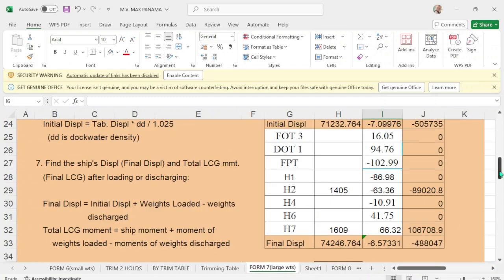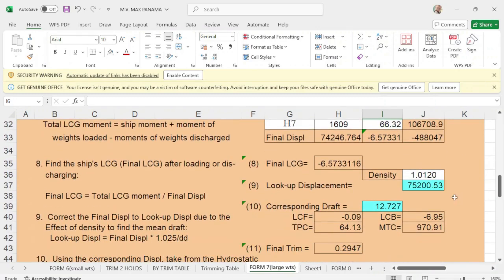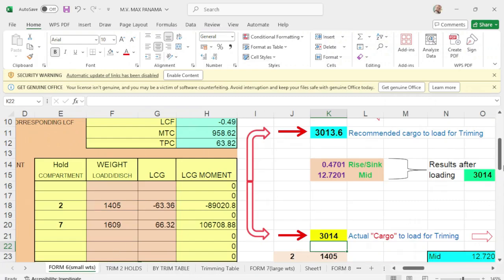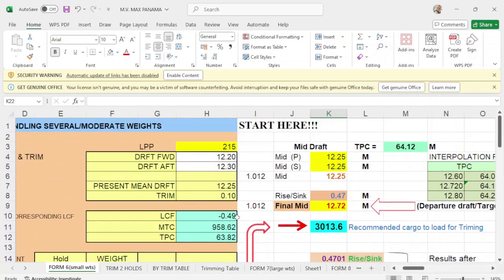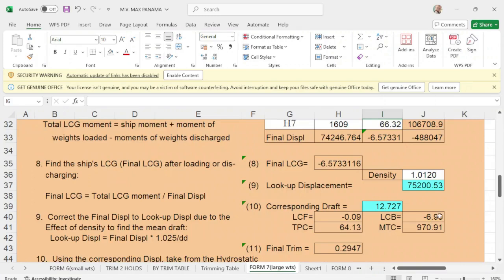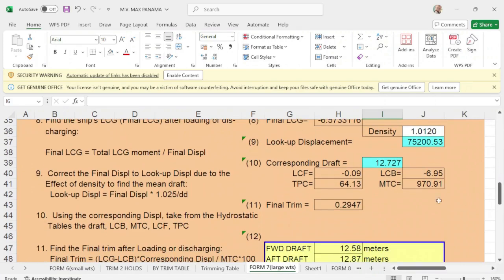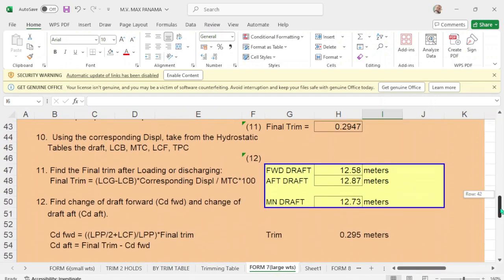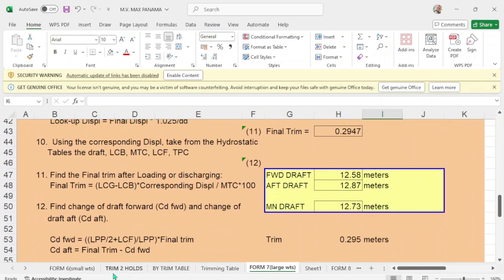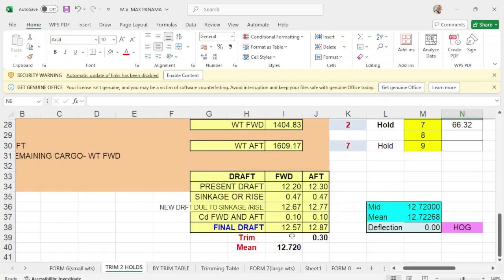And your final density would also be 1.012, which is this one. Your final drop upon completion is the same density 1.012, and your final departure drop or main drop will be 12.27, and your forward drop would be 12.58, which is almost the same with this one. Forward 12.57 and up drop will be 12.87.